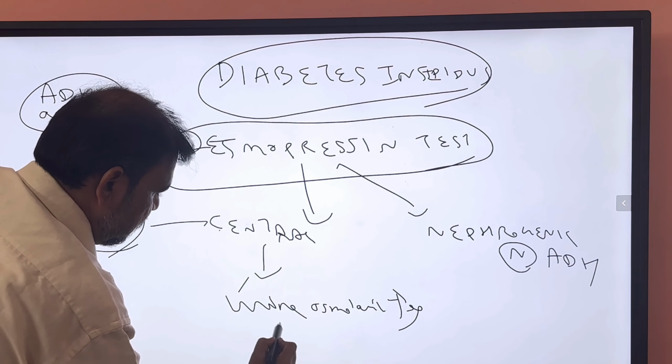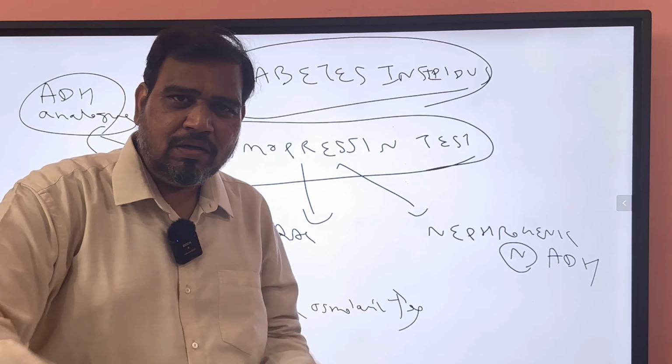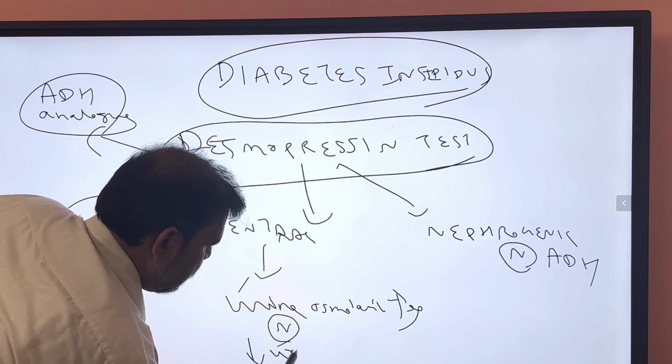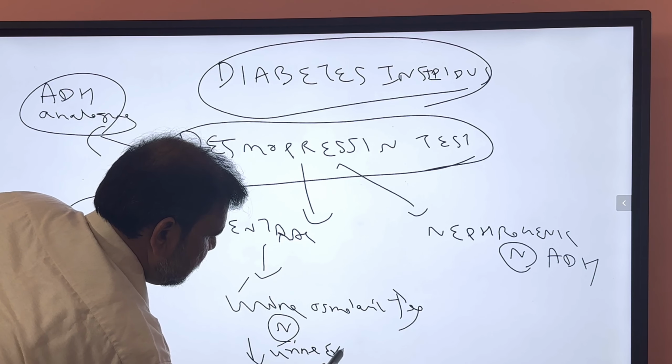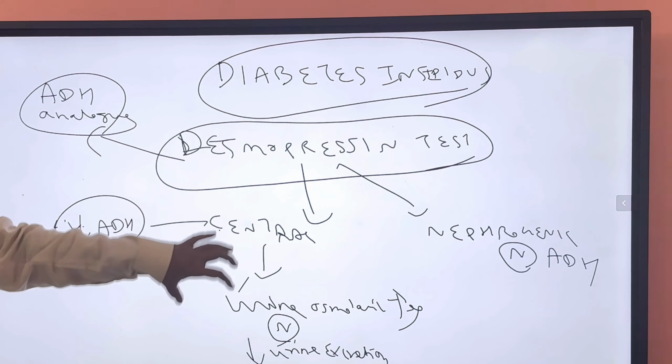So normal. Urine osmolarity comes back to normal, or urine excretion is decreased. Decreased urine excretion if it is central diabetes insipidus.